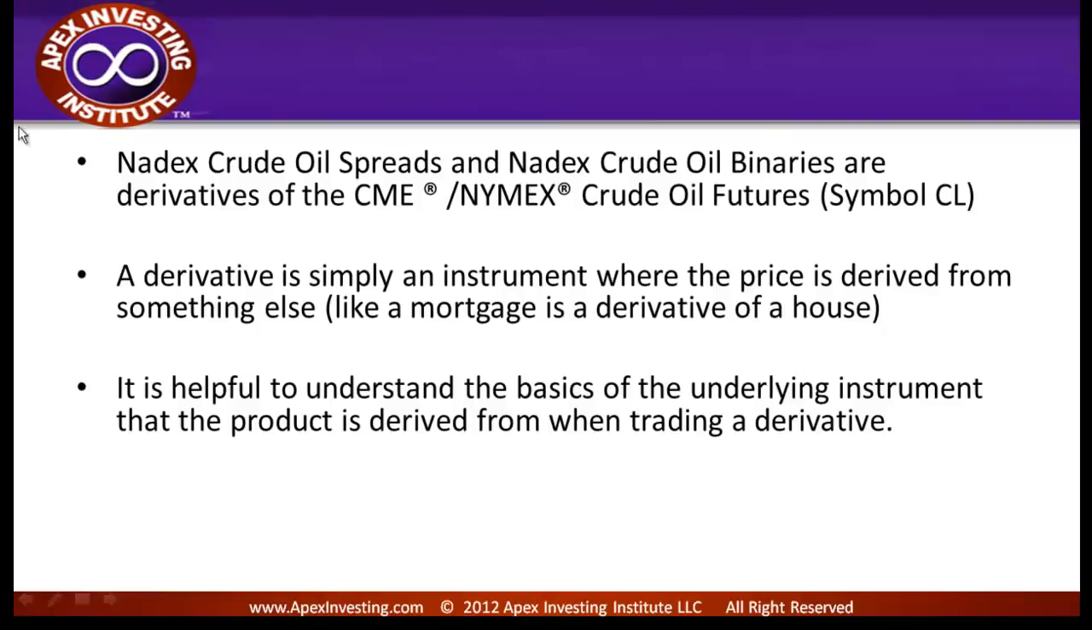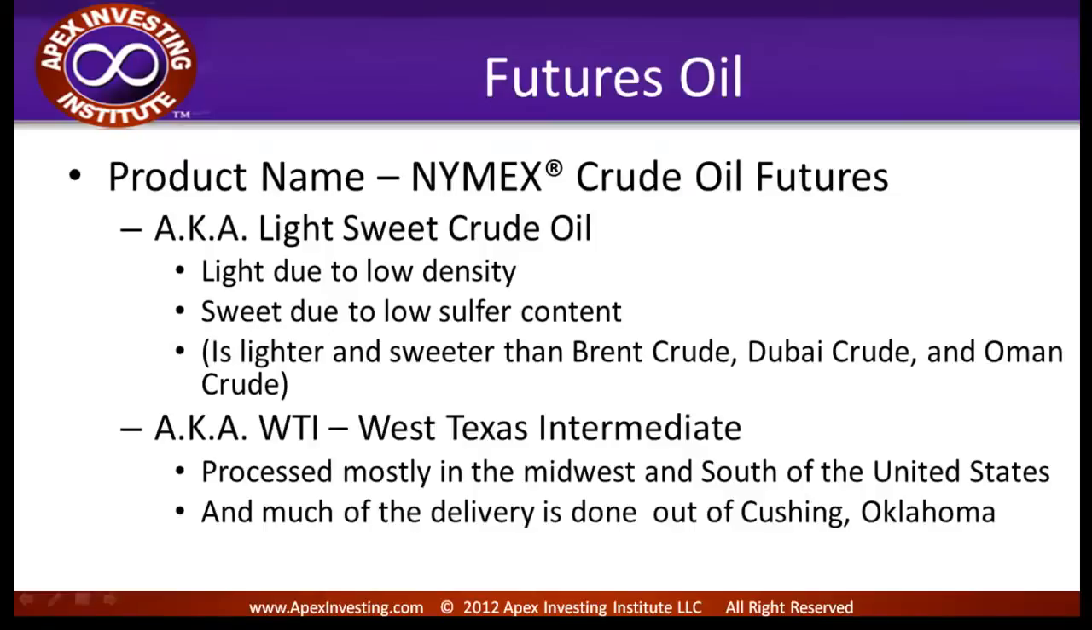A derivative is simply an instrument where the price is derived from something else, like a mortgage is a derivative of a house. It is really helpful to understand the basics of the underlying instrument that the product is derived from when you're trading a derivative. So let's go ahead and look at the future oil contract that the Nadex spreads and binaries are derived from.